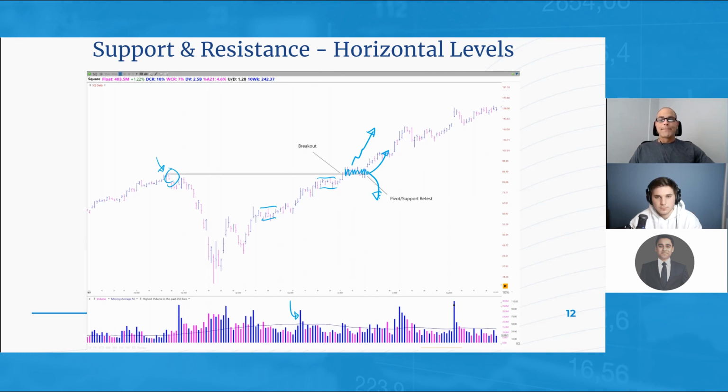You have to keep in mind that even though we're talking about horizontal levels being support and resistance, you can't just draw a line and hope for the best. Price is allowed to undercut it, go up, undercut it, go up. But when it picks a trend, that's when you really know it's picked a trend, and now it's really going to the races, right?